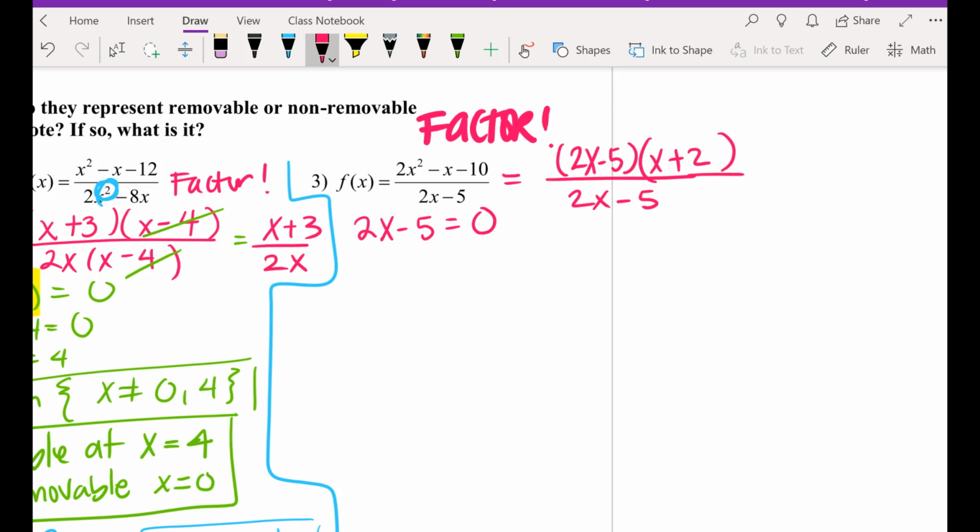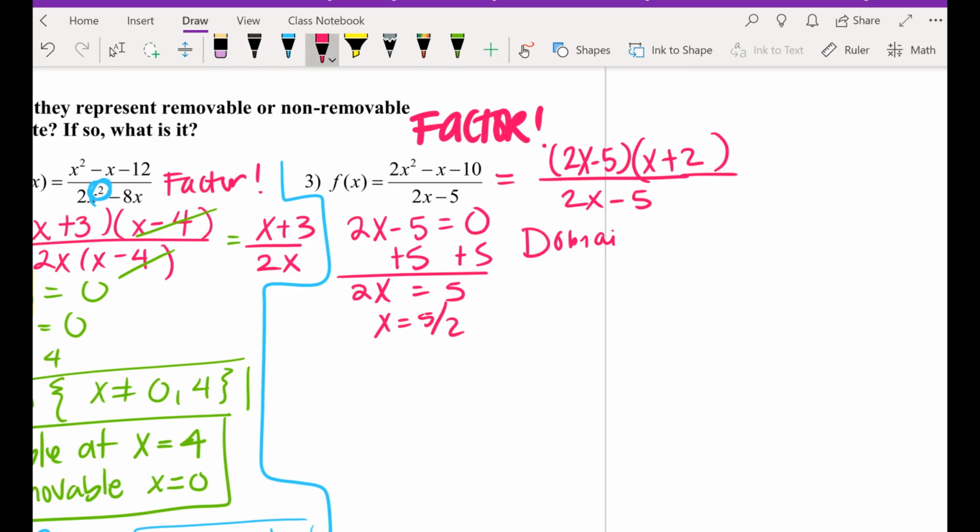Lena, can you help me solve for x? Can you tell us what to do? Good job. Okay, so x equals 5 over 2. So we're going to write the domain: all real numbers, not including what? 5 over 2. Gorgeous. Just like you guys.